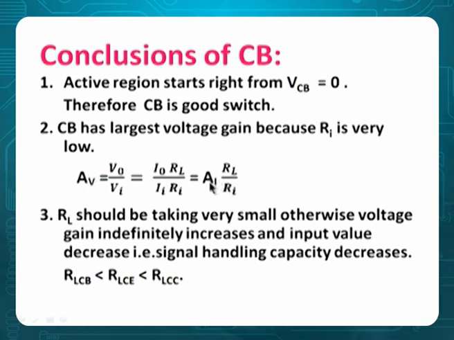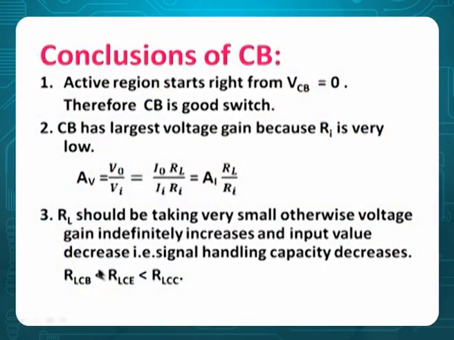So now look at this point. If Ri is very low, RL should be at least less, so that voltage gain may be limited. If voltage gain is unlimitedly increasing, bandwidth decreases, because gain bandwidth product is approximately constant. I am saying approximately constant because it's constant only for a short circuit amplifier. For all other cases, it's approximately constant. Anyway, that I will discuss when I go to amplifiers. So RL of CB should be very small compared to CE and CC.